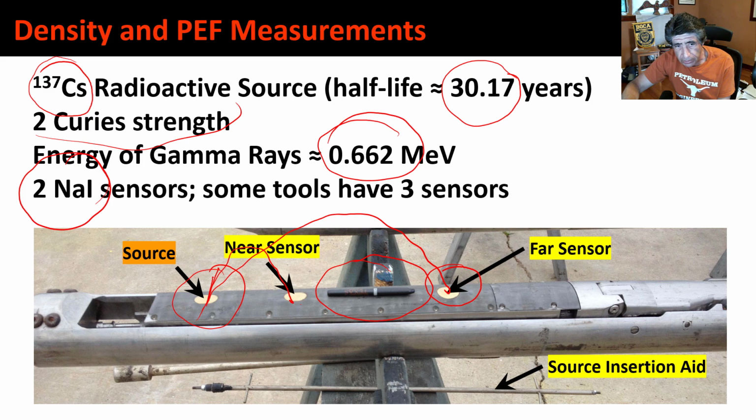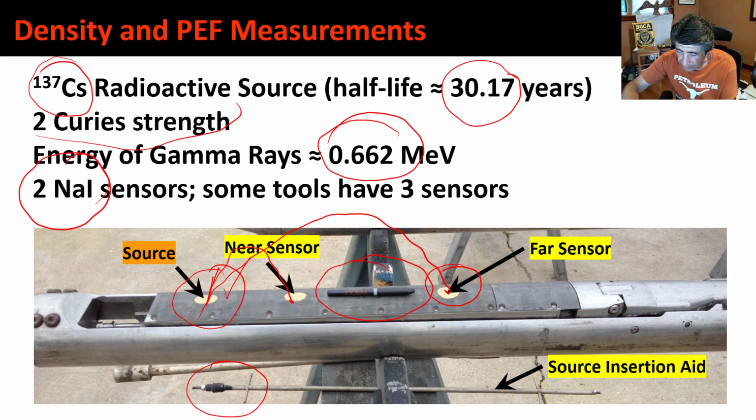These are very important distances. Please note the separation with this pen, and that gives you an indication of the resolution of the measurement. The source insertion aid, which is here, is used to insert the cesium-137 pill behind this location over here. It's a radioactive material, so you have to be trained to do that.